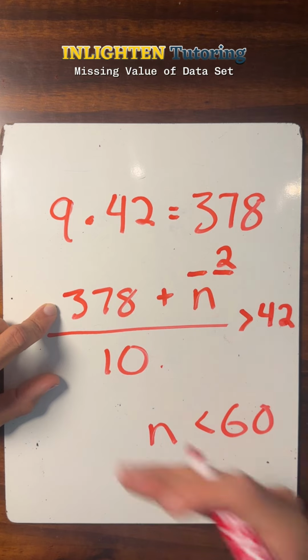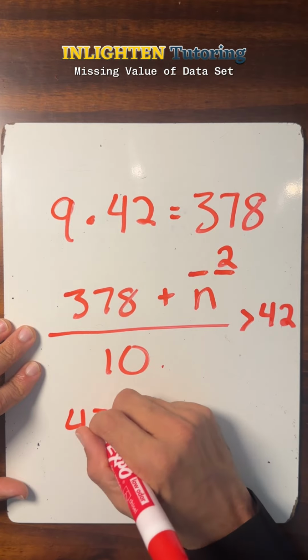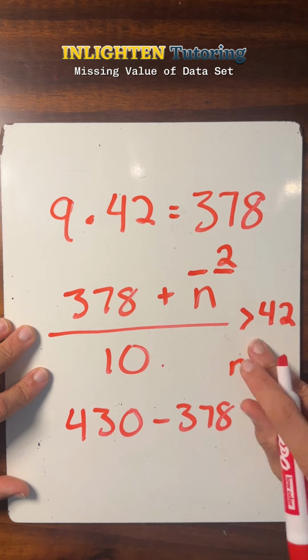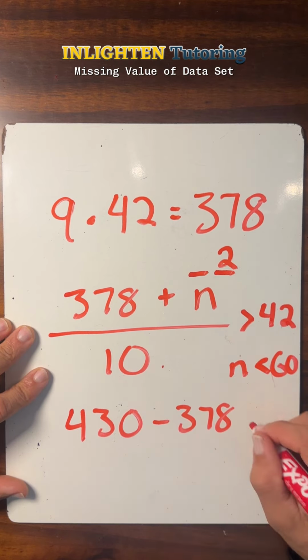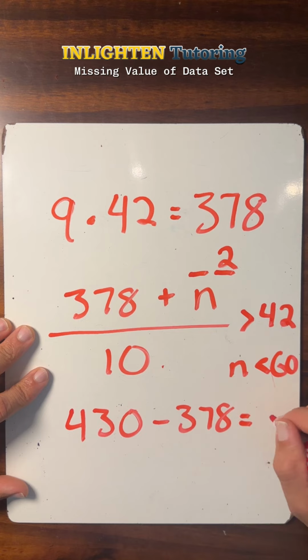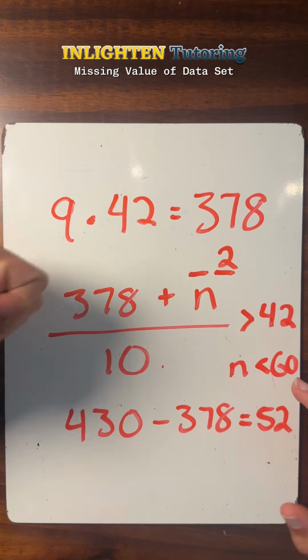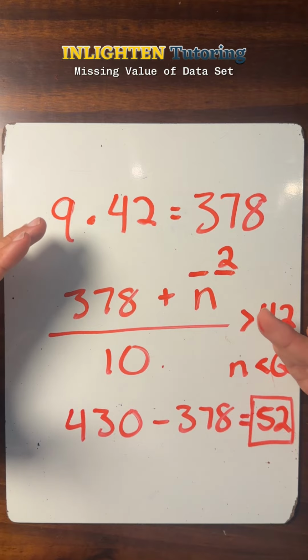So what number would I have to have, right, in order for this to be true? And also it has to be less than 60. Okay, well, I'm going to do 430 minus 378, and I'm going to get 52. Is 52 a number that is less than 60? Check. Will it lead to a mean that is greater than 42 and is also an integer? Check. So n must be 52.